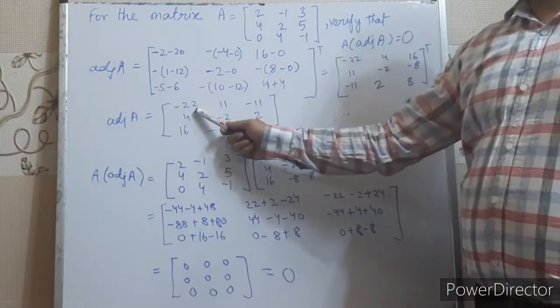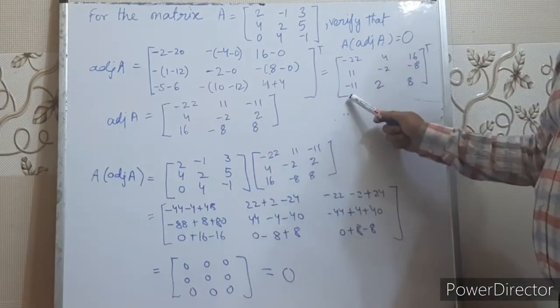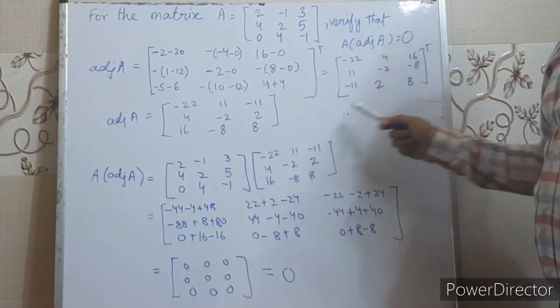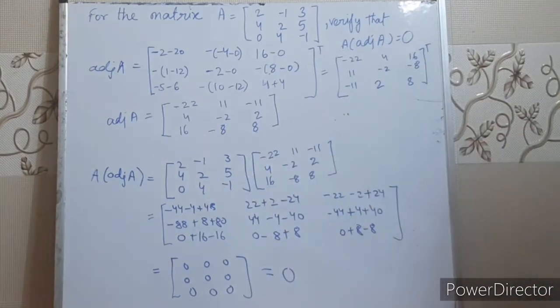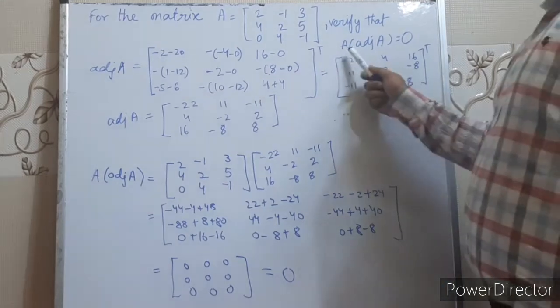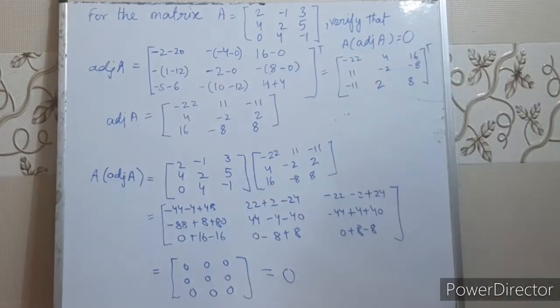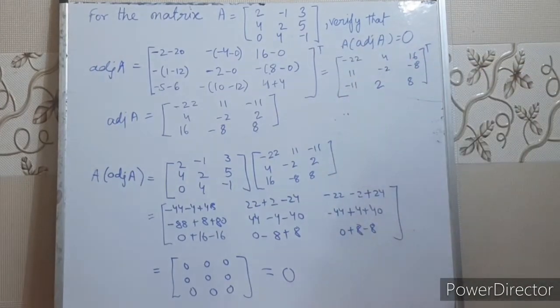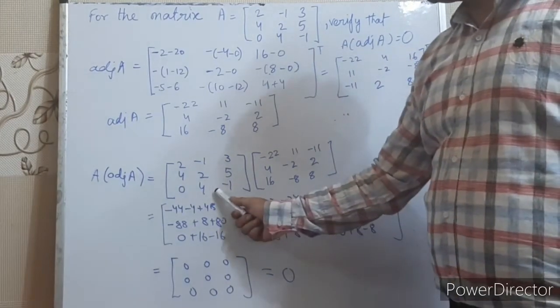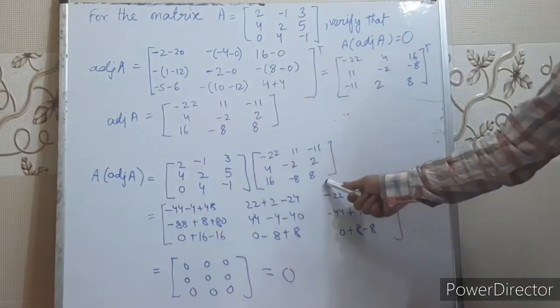And when we take the transpose of this matrix, we'll get the value of the adjoint A matrix, and that will be minus 22, 11. First column will become first row, second column will become second row, and third column will become third row. Transpose means interchange of rows into columns. Right, children? And we have to verify that A into adjoint A is a null matrix. That means we have to multiply matrix A with adjoint A matrix. The matrix A is this, and adjoint A we have calculated as this.